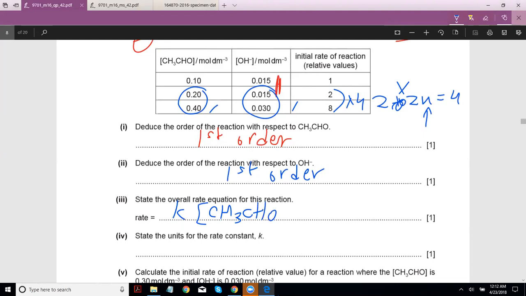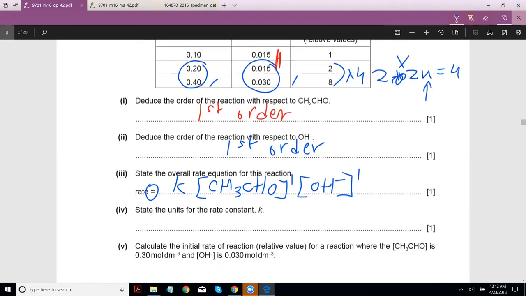we do need a constant, right? Yeah. Because rate is proportional to these concentrations. So when you go from the proportionality sign to equals, you need a constant. And the power is your order, but the powers are just 1 in this case. So that's it.